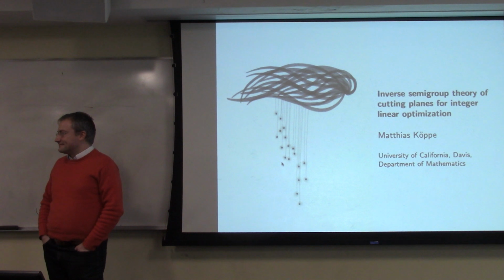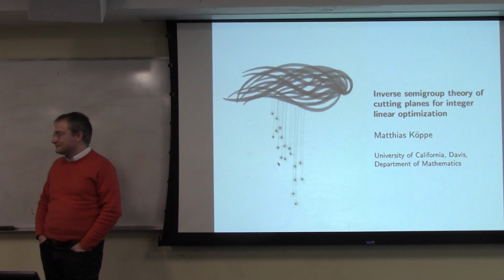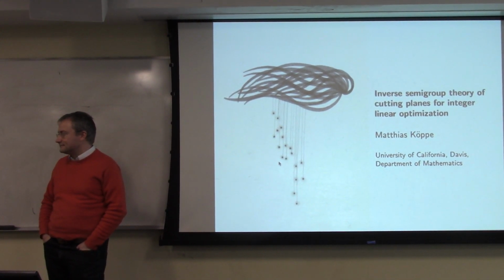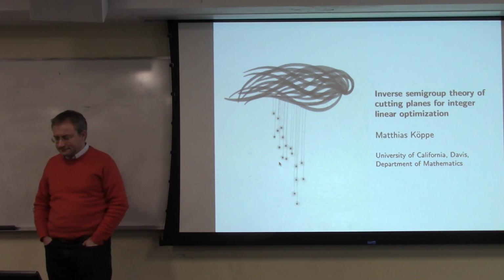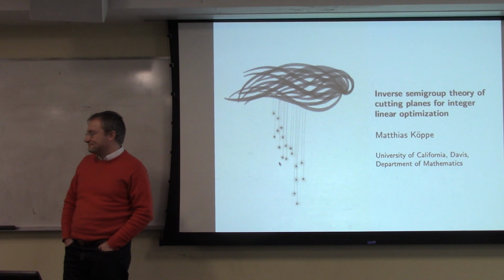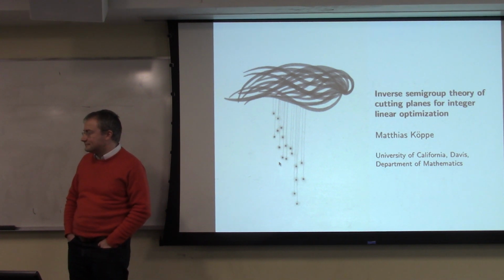And Matthias is very broad in his expertise and his interests. He's worked on many different aspects of discrete mathematics, polyhedral geometry, algebraic combinatorics, and so forth. And over the past, let's say, 5 or 6 years, he has been developing this very deep theory on cutting planes in mixed integer optimization.